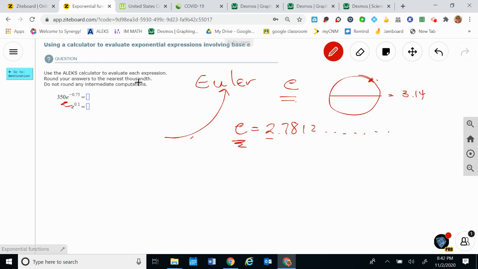It says round your answers to the nearest thousandth. Thousandth is 3 digits. Do not round any intermediate computation. So really all you're going to do is enter 350 times e to the, and then put e to the, in parentheses, negative 0.75, and then equals. It's just teaching you that the e button exists. That's what that problem is about.